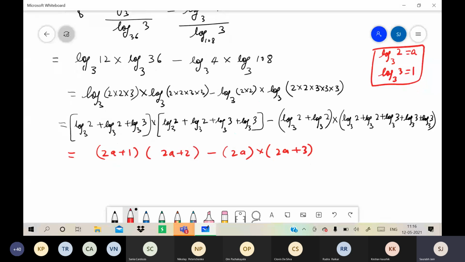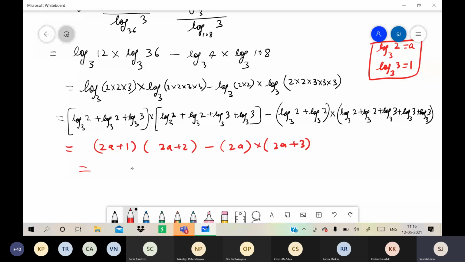Simplify this. How will you simplify? Multiply 2a into 2a, 4a square, then 2 into 2, 4a, then 2a, then 2 minus 2 into 2a, 4a square, and 2 into 3, 6a with negative sign. What is the answer? 2. Why? This gets cancelled. What else? This gets cancelled.